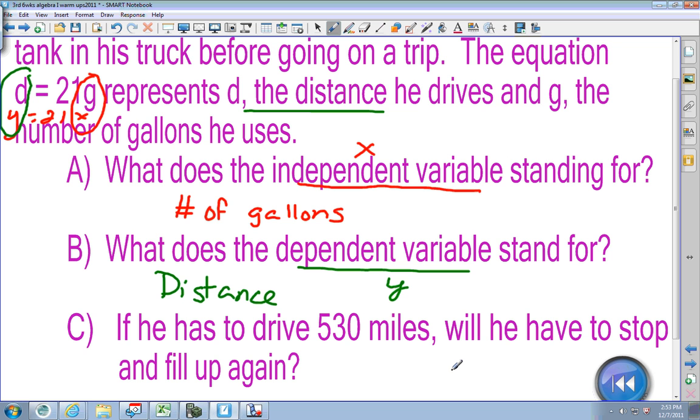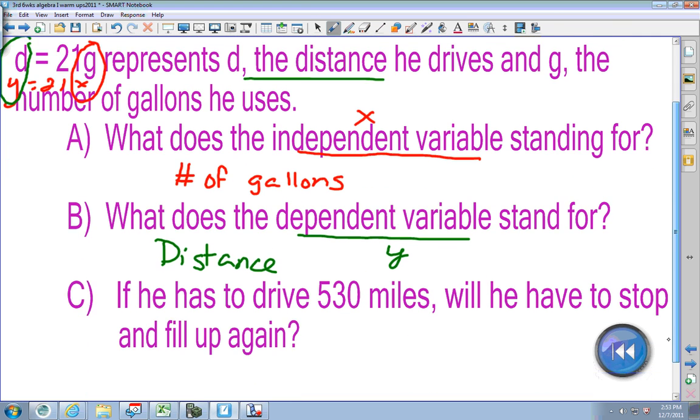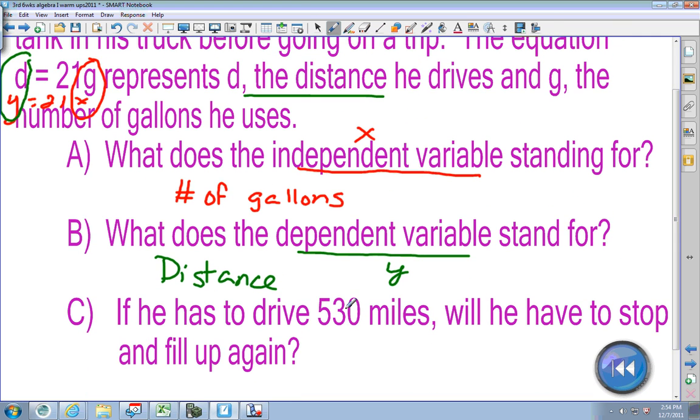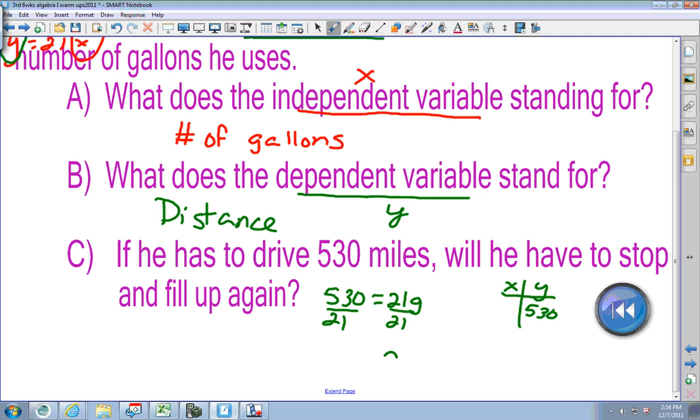Now it says if he has to drive 530 miles, will he have to stop and fill up again? Now, it's a 25-gallon tank. So let's see here. How many miles can we get on 530? Well, you could set it up and do it by hand, going 530 equals 21 times gallons. Or you can put it in the calculator and look and see where y is 530. I'm going to go ahead and solve it right here. I'm going to divide by 21. How many gallons is that?